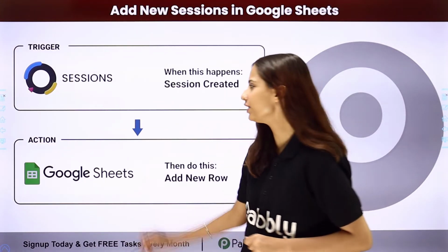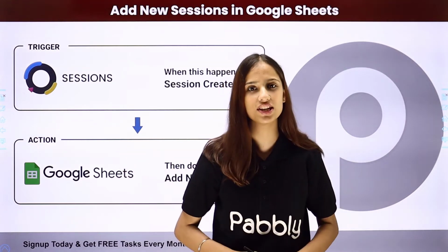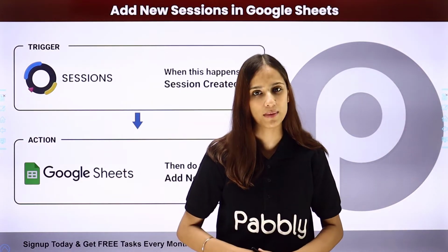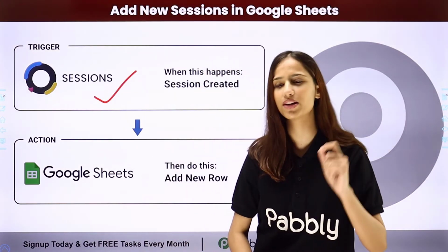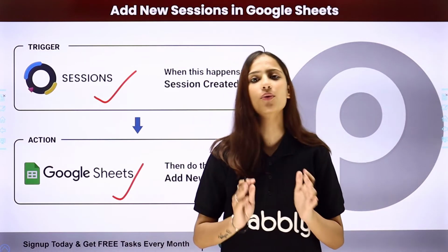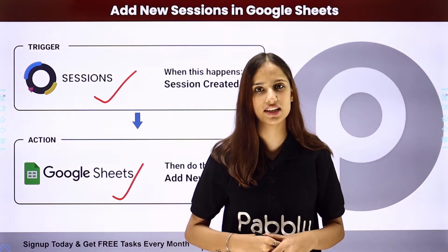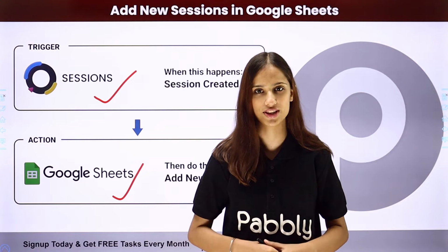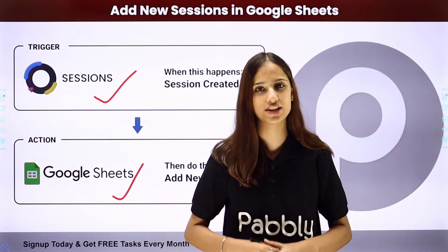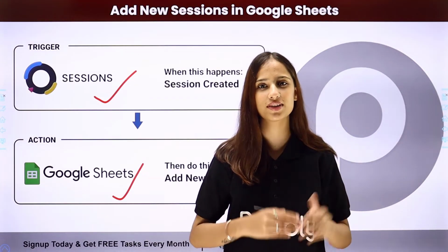So to do that, I need to build an integration between these two applications, for which I will be using Pabbly Connect, and where my trigger application will be Sessions and my action application will be Google Sheets. So now whenever a new session will be created in Sessions, then automatically the details of that session will be added in my Google Sheets. So to learn how I set up the integration between these two, follow me through the screen.